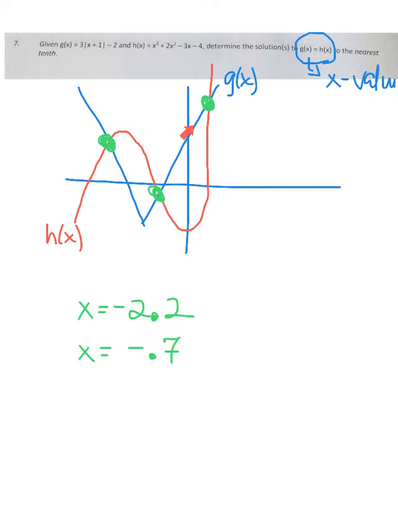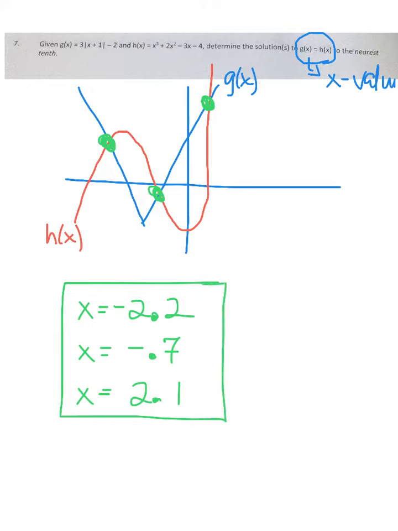Hit Enter. It's going to boot you to this second curve, and then we want to be to the right, which would be somewhere around here. And hit Enter twice. Okay, so when you do that, you should get x equals 2.0687, blah, blah, blah. Again, we want to round that to the nearest tenth, so that would be 2.1. So here are your 3 x values of the intersection points.